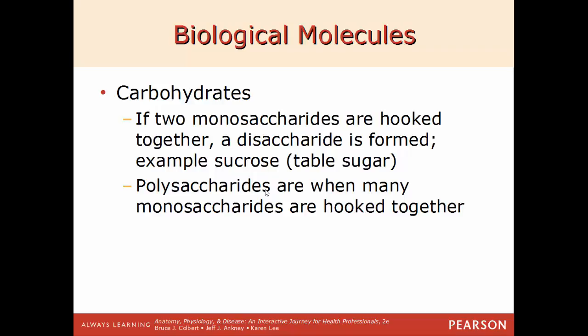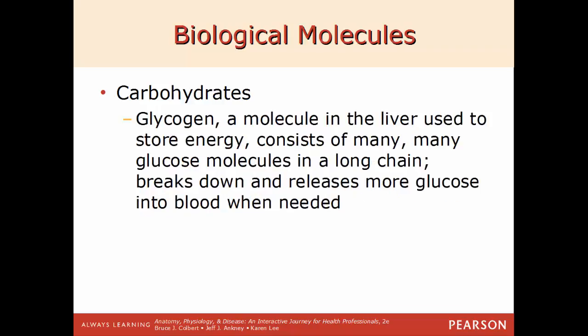So many sugar units hooked together. And a good example of a polysaccharide is glycogen. The glycogen is a very long chain of glucose molecules that are joined together. And glycogen is really a stored form of glucose. It's a stored source of energy that's kept in the liver until your body needs it or sometime in the future.